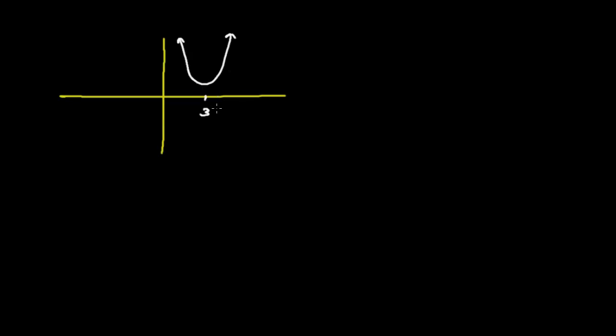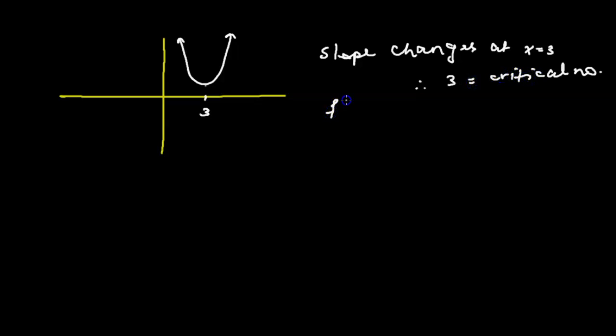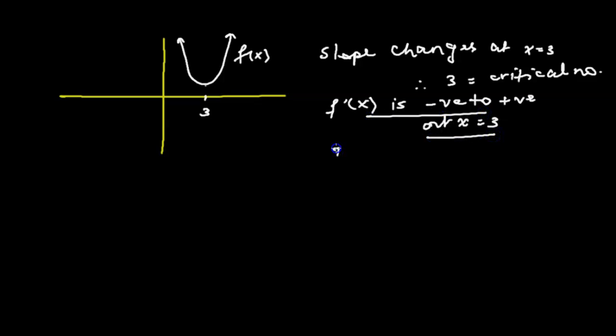In the previous lesson, we have already understood how the slopes change for a given function. For example, in this function graph, we know that the slope changes at x equal to 3. Therefore, 3 is the critical number of this graph, as the derivative of the given function is going to become negative to positive at x equal to 3. This is what is called the first derivative test. So the first derivative test always tells us where the derivative is going to change for the given function.